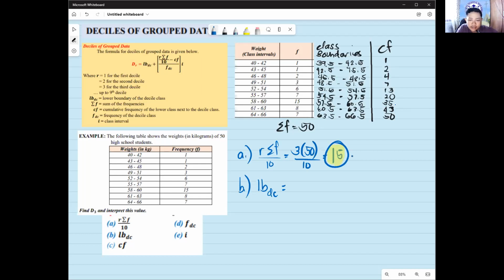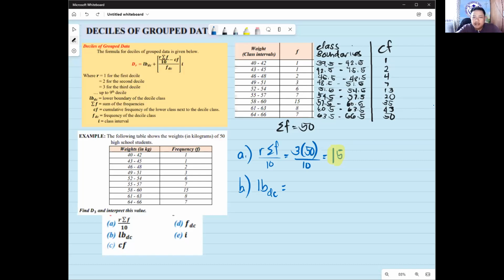And from here, we need to go back to our cumulative frequency. And where can you find 15 here? Sige nga, type it in the chat box. Where is 15 in the cumulative frequency? Saan siya nakapagitan? In between what numbers? Type it in the chat box, please. Very good. Let's wait for the rest.